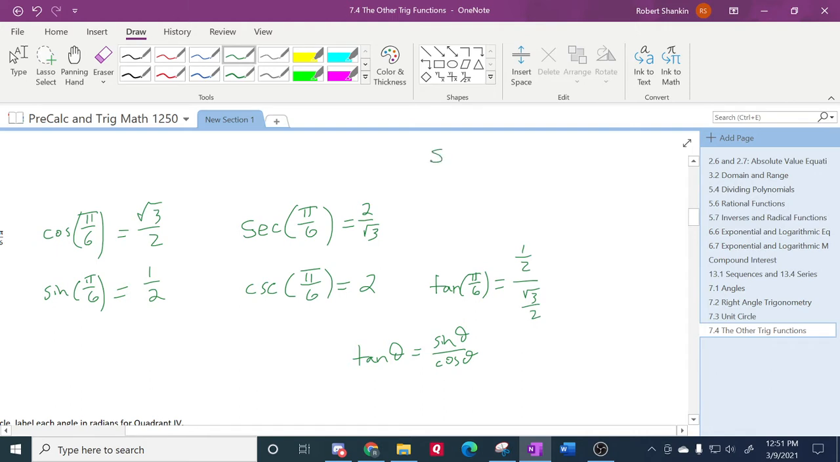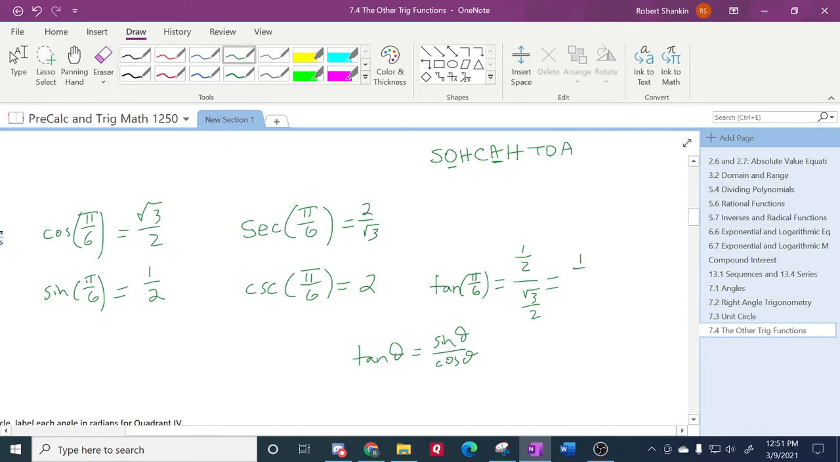Now, SOHCAHTOA. Notice sine goes with opposite. Cosine goes with adjacent. TOA doesn't have the hypotenuse. They cancel each other out. But it's the sine's symbol over the cosine's symbol. So you can even get this, that tangent is sine over cosine from looking at SOHCAHTOA.